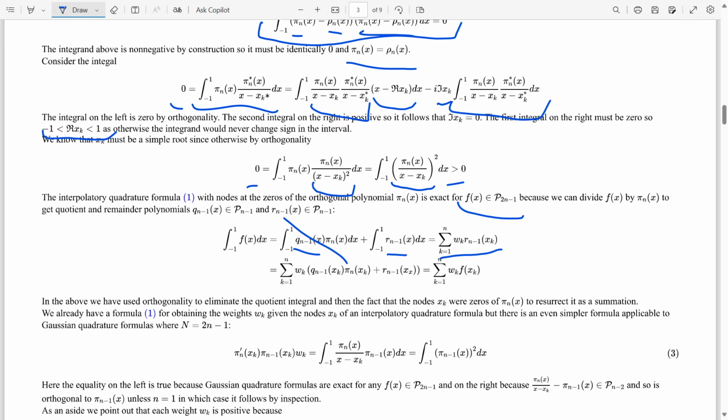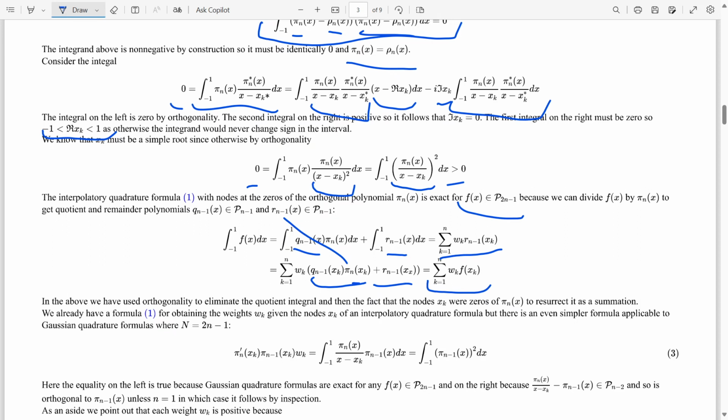Then we can go back here and add q n minus 1 of xk plus pi n of xk times r n plus 1 of xk, because pi n of xk was already 0. And that means we've gone back full circle to having the sum from k equals 1 to n of wk fk. So we've shown that having an orthogonal polynomial does in fact imply a unique Gaussian quadrature formula of order n, and a degree obviously 2n minus 1.